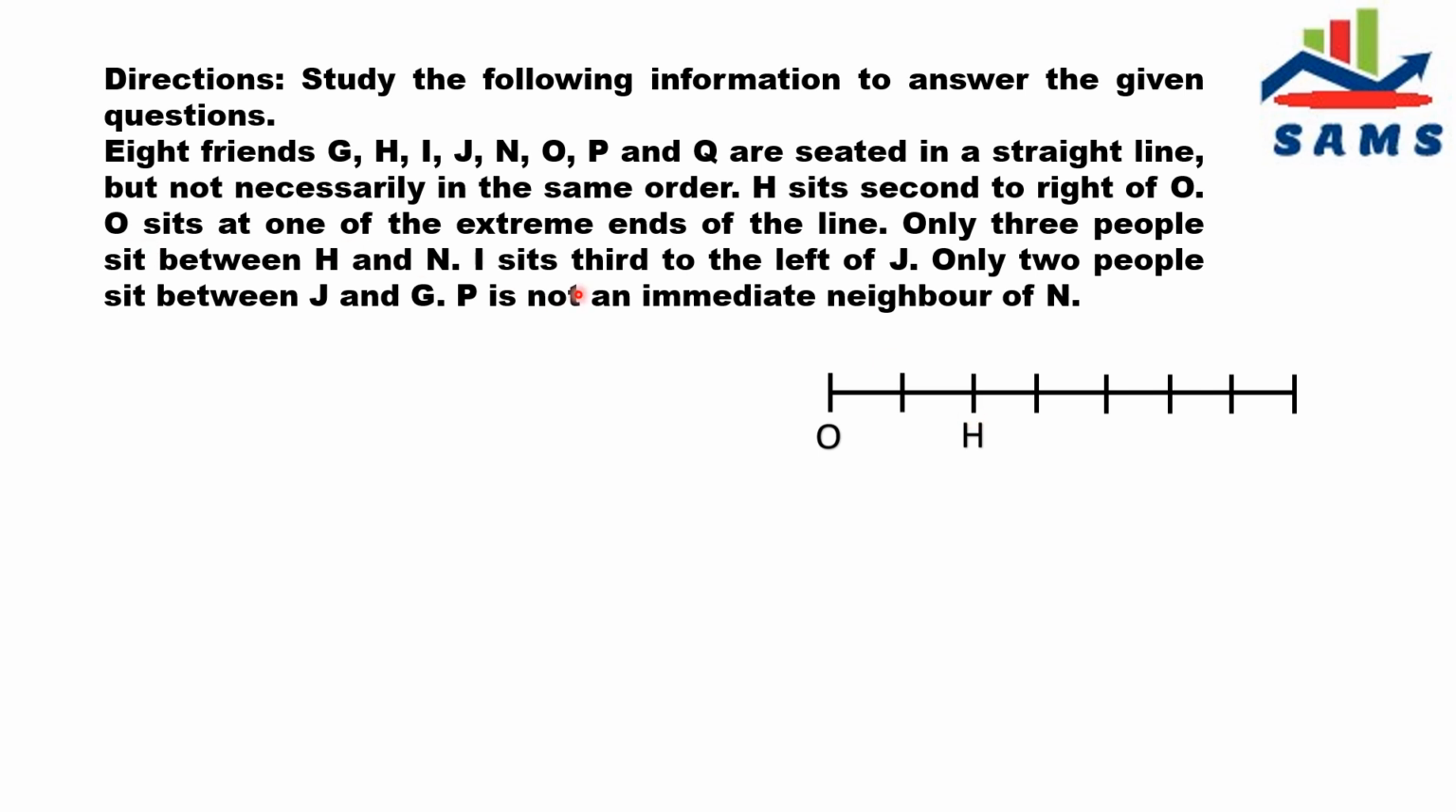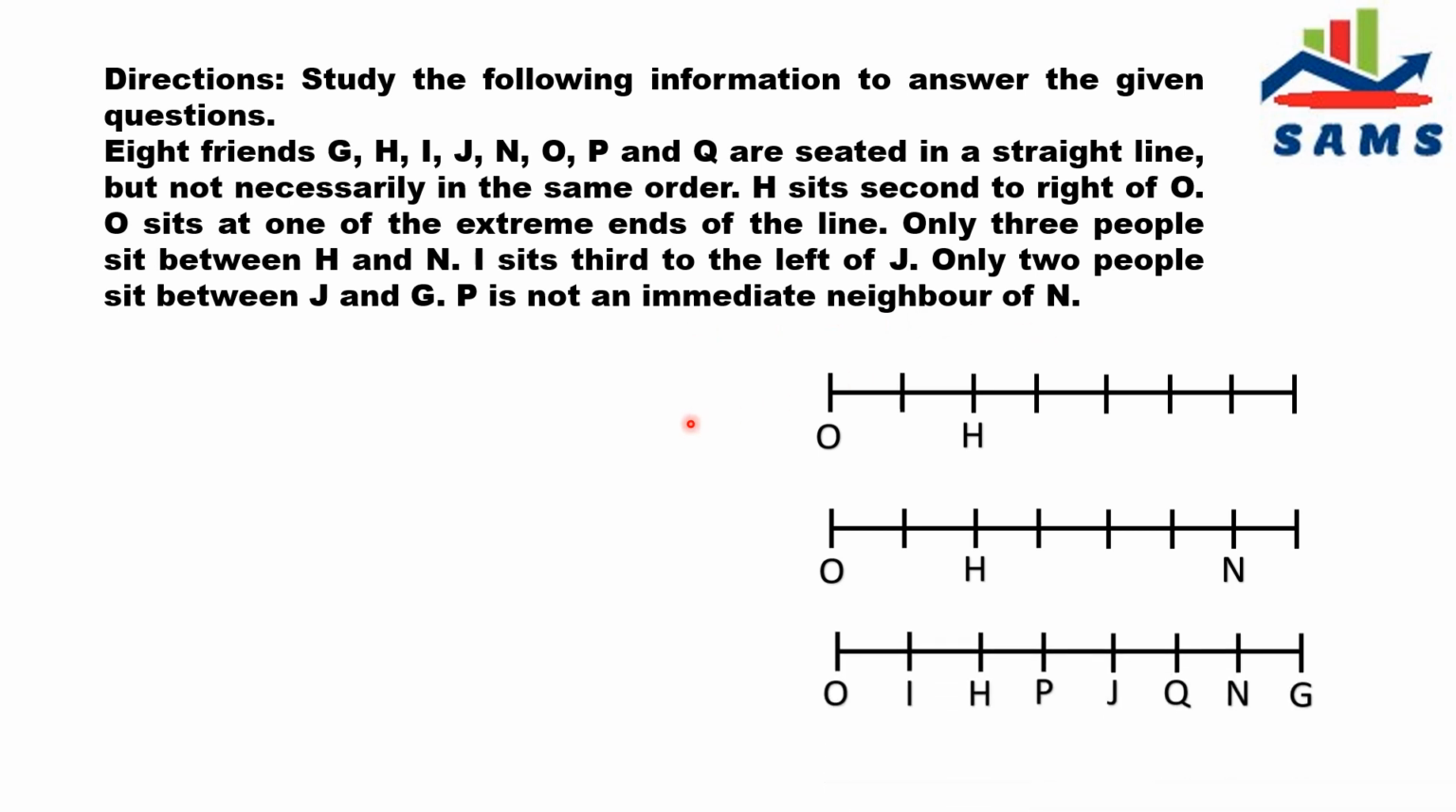The question further reads that only 3 people sit between H and N. So if we assume this is already H, so 3 people sit between H and N. So N is going to be at the fourth spot from H. I sits third to the left of J and only 2 people sit between J and G, where P is not an immediate neighbor of N.